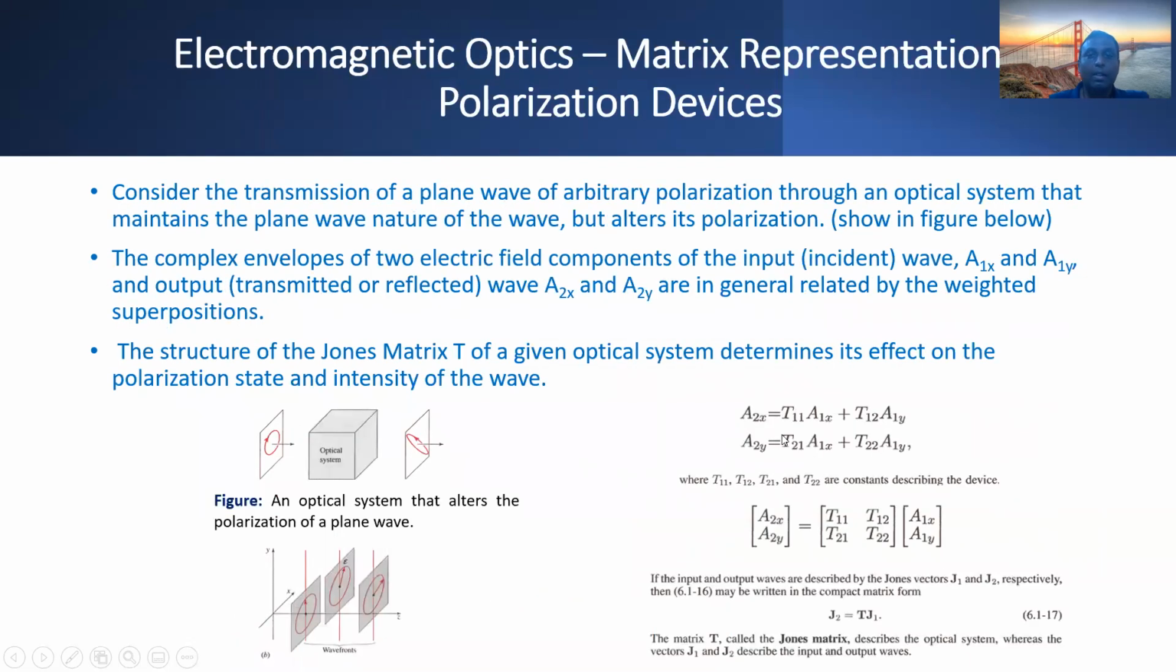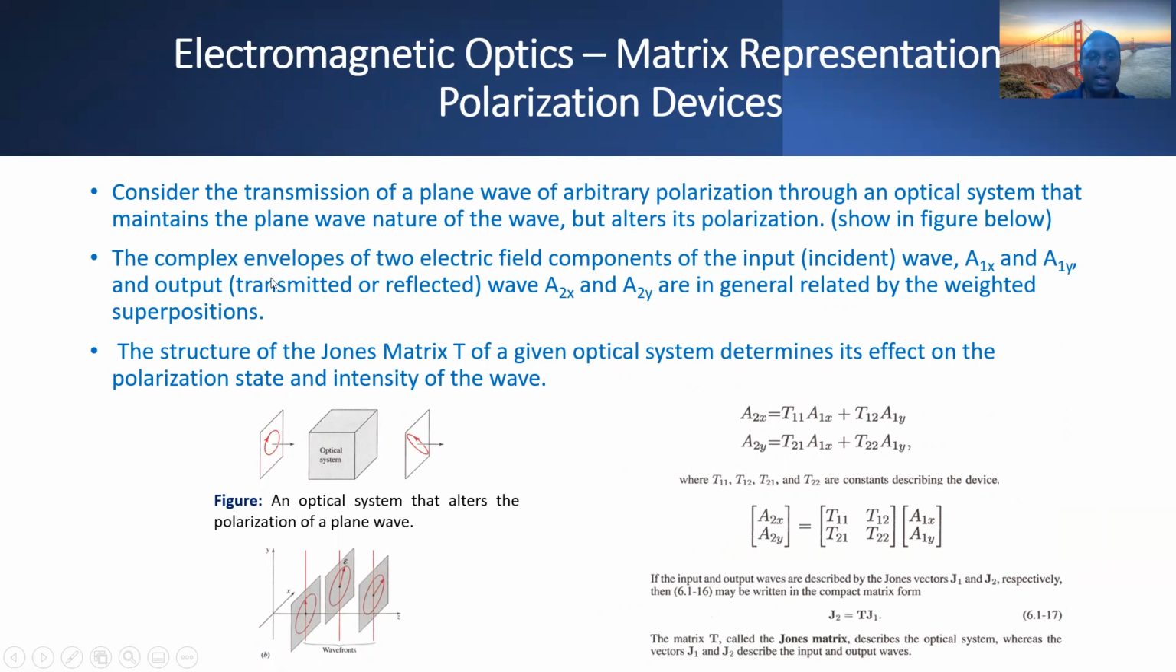Okay. The matrix representation of polarization devices. Consider the transmission of a plane wave of arbitrary polarization through an optical system that maintains the plane wave nature of the wave but alters its polarization, as in the figure below.